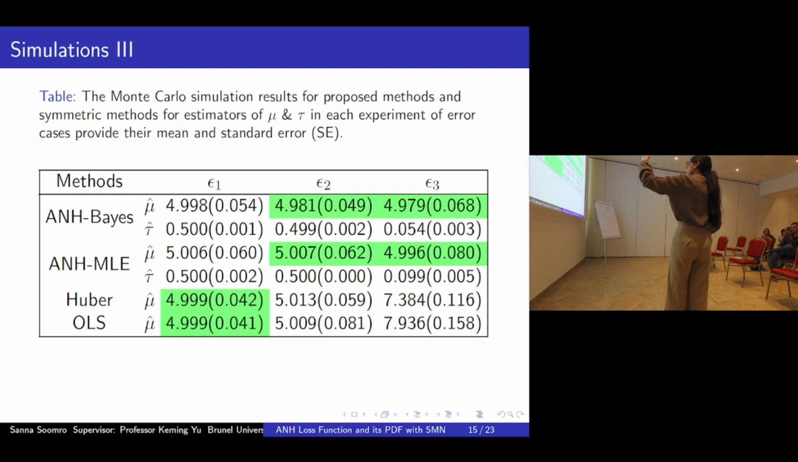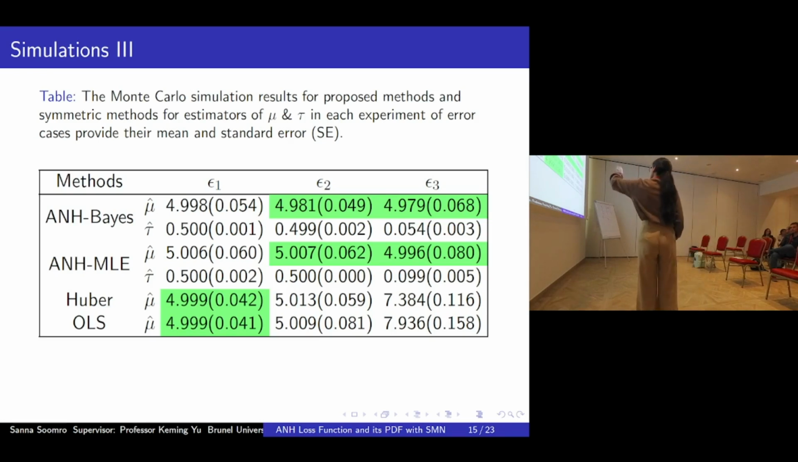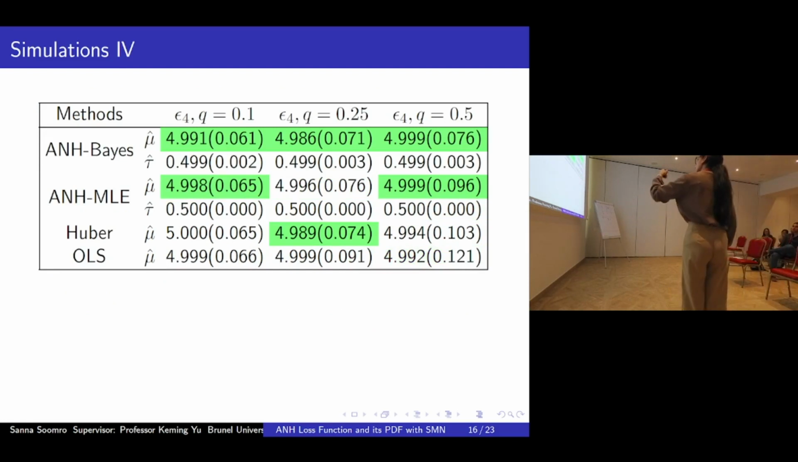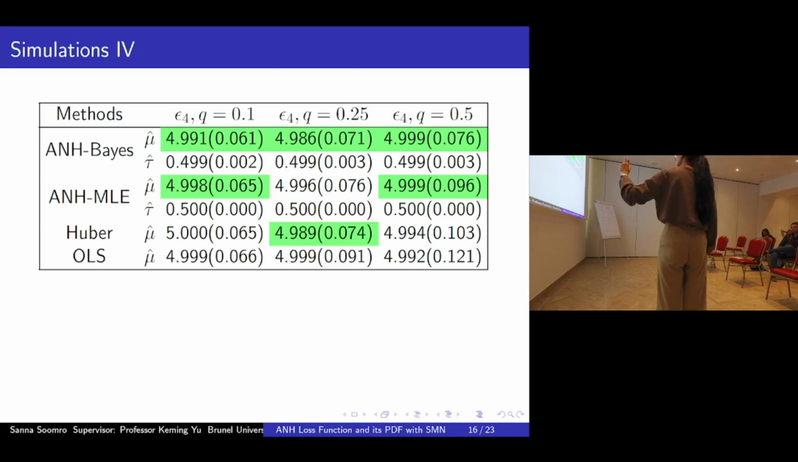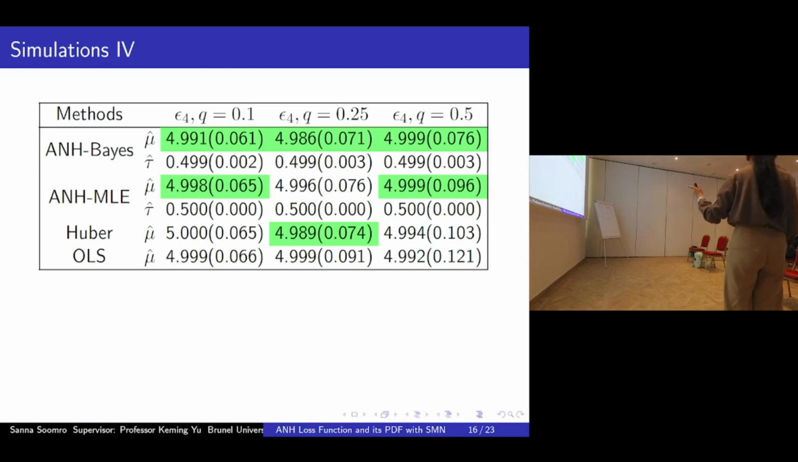And you can see the values of the tau estimator. For the first two cases of epsilon, tau equals 0.5, which means they are median estimators, but in the third case tau is somewhere close to the 5th to 10th percentile. Okay, and one more, the fourth case of epsilon. For different values of Q for outliers, in almost all cases the proposed method performs better than the symmetric methods, except Q equals 2.5, where the Huber method performs better. But otherwise, in most cases, the proposed method performs better.